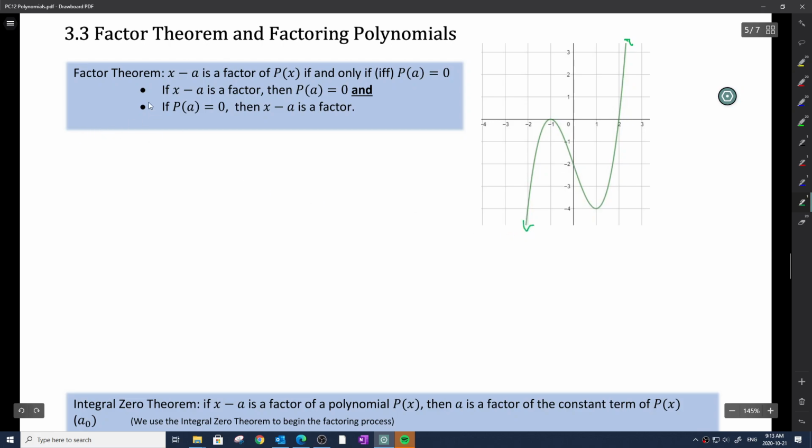There we are. The factor theorem: x minus a is a factor of p of x if and only if p of a is equal to 0. Suppose we have a polynomial. Now I'm going to make this a function. Suppose that y is equal to p of x is a polynomial function. The factor theorem: x minus a is a factor of p of x if and only if p of a is equal to 0.